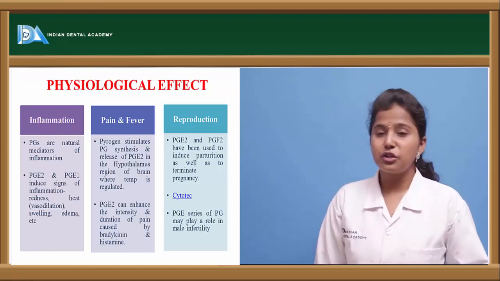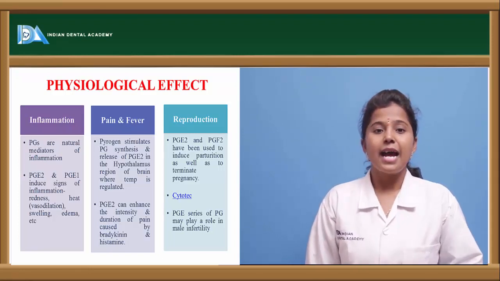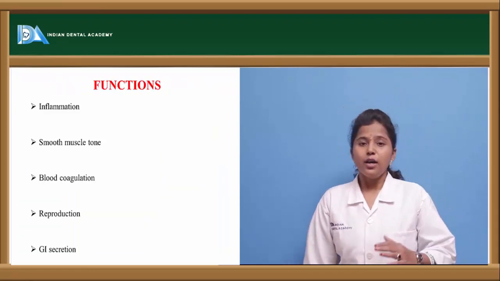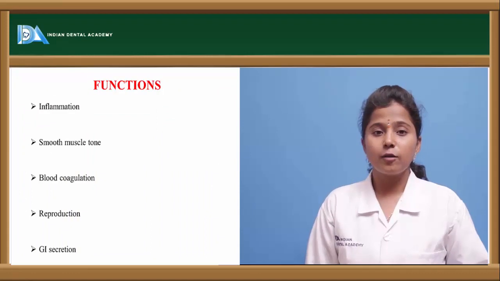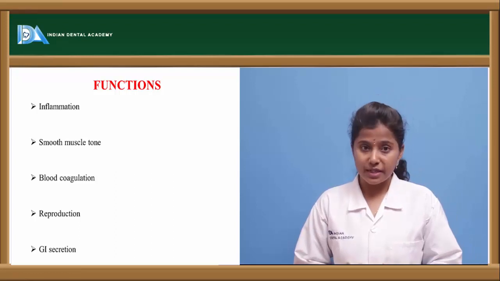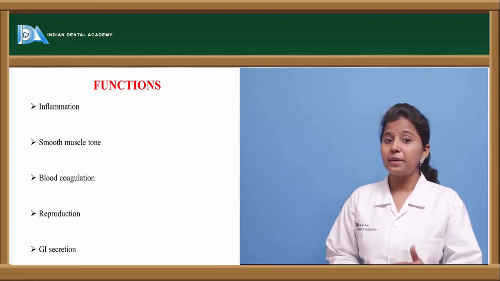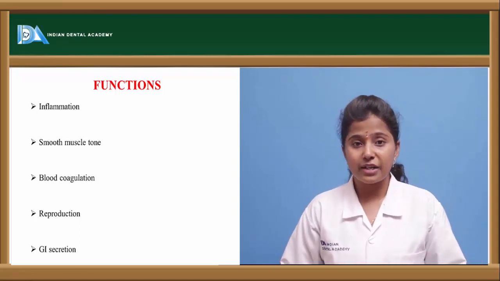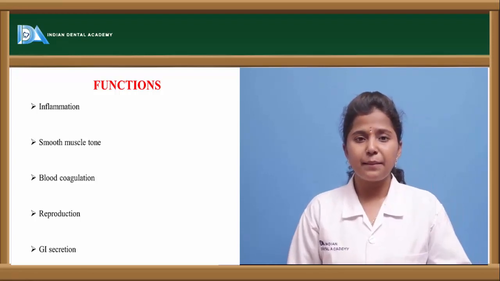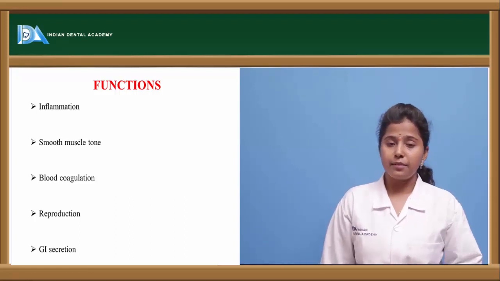And in reproduction, especially PGE2 and F2 mainly act in the termination of pregnancy, and they especially exert their action in male infertility. Overall functions of these prostaglandins include inflammation. Mainly these prostaglandins exert inflammation. They act on smooth muscle tissue, and they act on GI secretion. That is, when especially PGE2 and PGI2 are released, a greater amount of gastric acid secretion is observed. And blood coagulation: these prostaglandins play an important role in blood coagulation also, and they play an important role in reproduction.